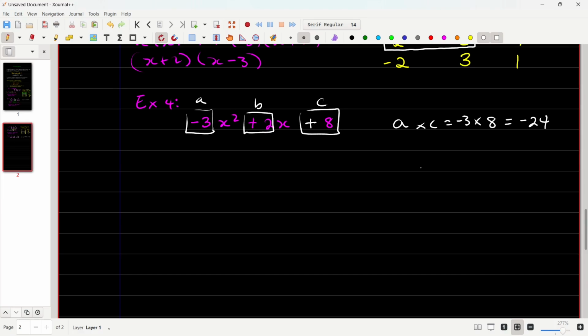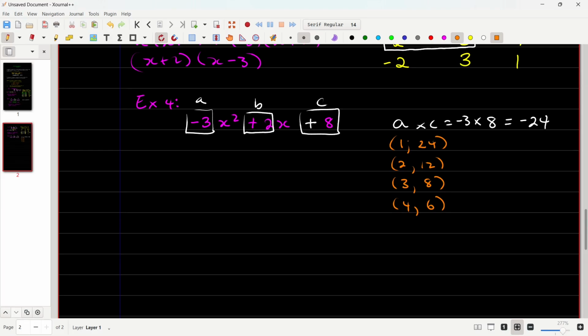Now, negative 24 has a lot of possibilities. So what I'm going to do is list the pairs. So I'm going to list the pairs as 1, 24. That's a possible pair. 2, 12. Then 3, 8. And then 4, 6. And then after that, it's 6, 4, but I don't need to write that. I don't need to reverse these. But since it's negative 24, I have to realize that one of these would be negative.